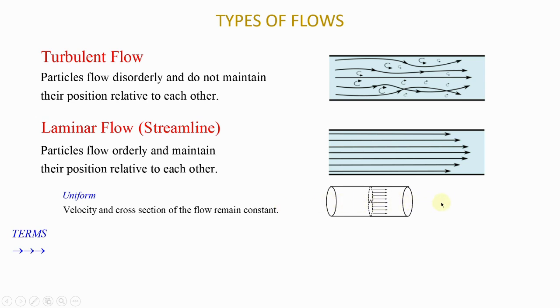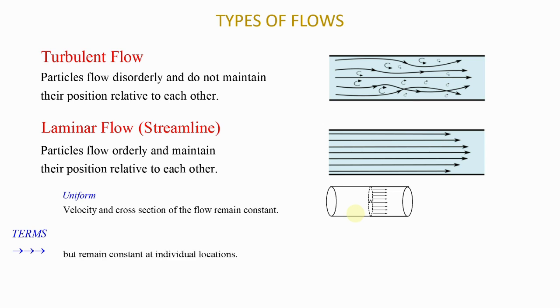The velocity of the flow is constant. And also anywhere along the pipe, if you were to try and calculate the cross section, you will get the exact same number, okay? So that is what we refer to as a uniform flow. That is a flow where the cross section of the flow and its velocity remain constant throughout the pipe, okay?